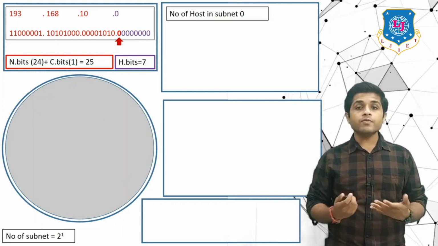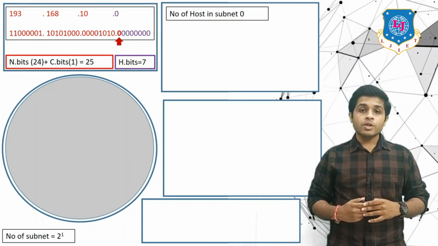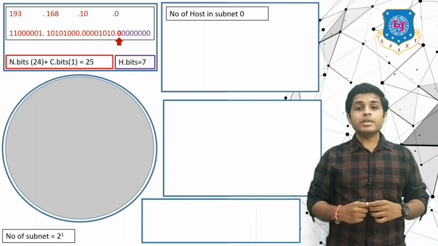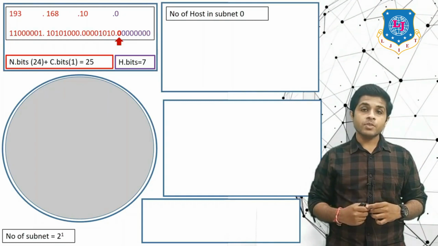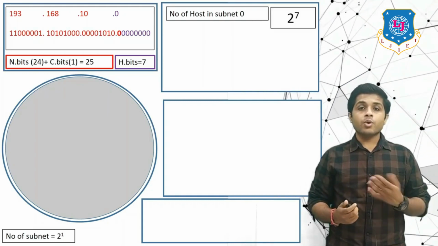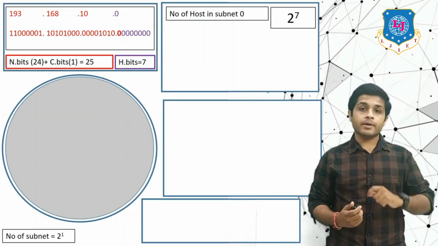Now how many hosts will be there in subnet 0? So the number of host bits will tell you the number of hosts in the subnet. So 2 raised to 7 hosts will be there in one subnet.